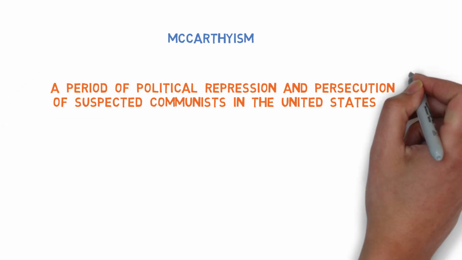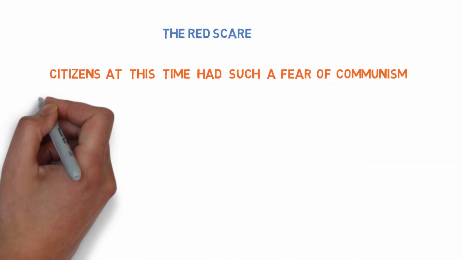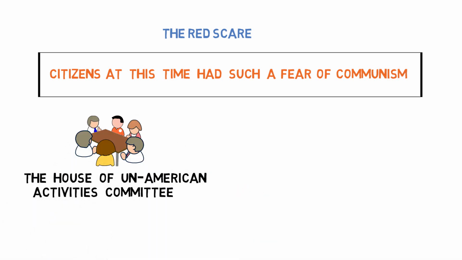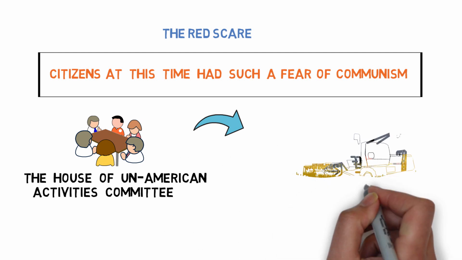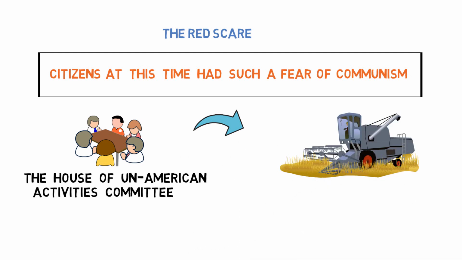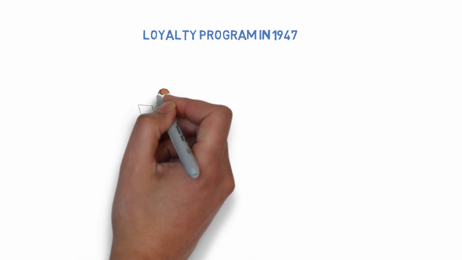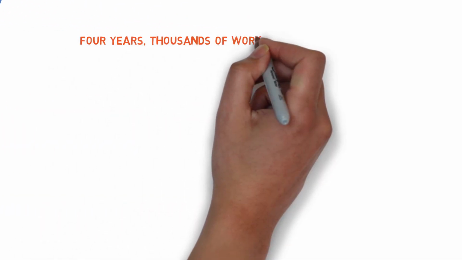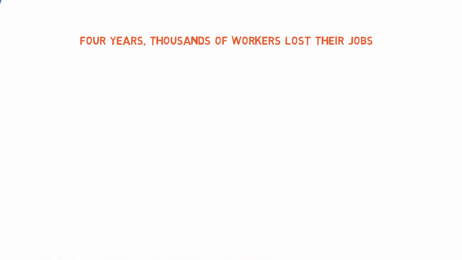in the United States. The Red Scare. Citizens at this time had such a fear of communism that the House Un-American Activities Committee held meetings saying that communist agendas had invaded the Agriculture and Treasury Departments in the early 1930s. President Truman also initiated a loyalty program in 1947, ordering security checks on government employees to find any hidden communists. In 4 years, thousands of workers lost their jobs on the grounds of guilty by association.